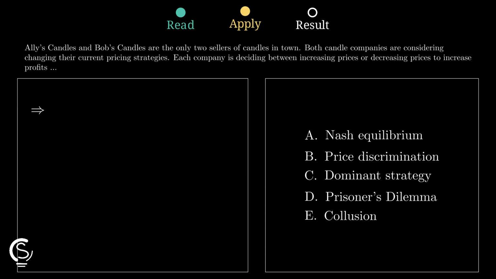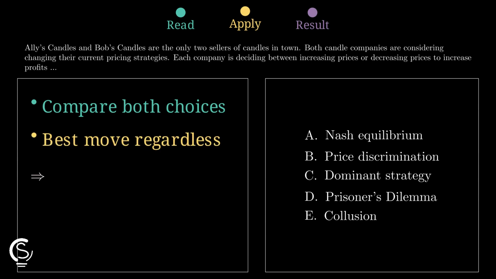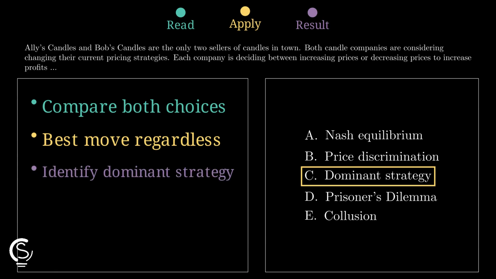The clue says increasing price raises Allie's profit no matter what Bob does, and that means one action is the best response regardless of the other seller's decision. That situation is called a dominant strategy because one option wins in every scenario. So the correct answer is option C.